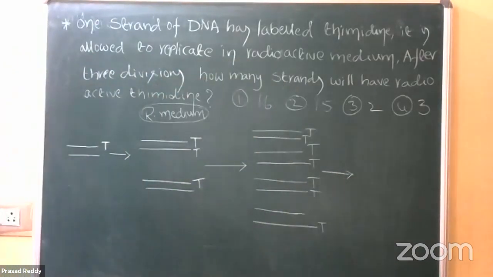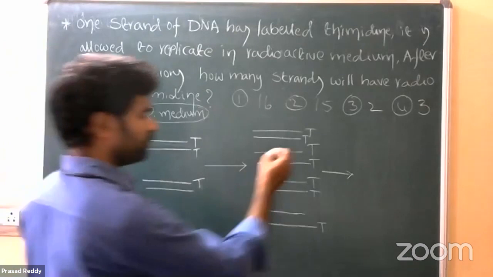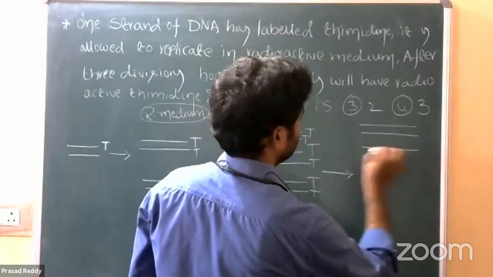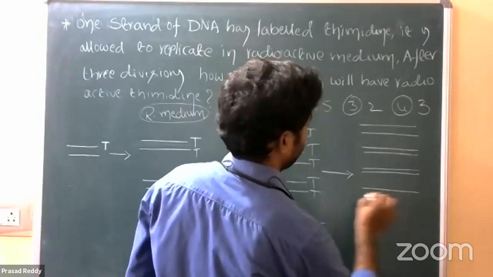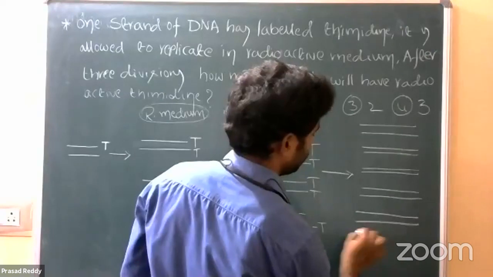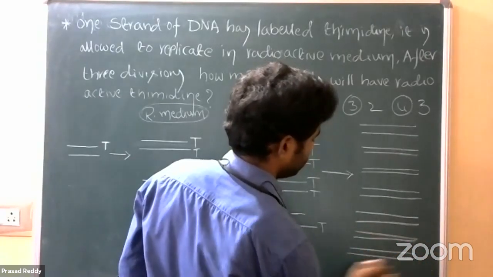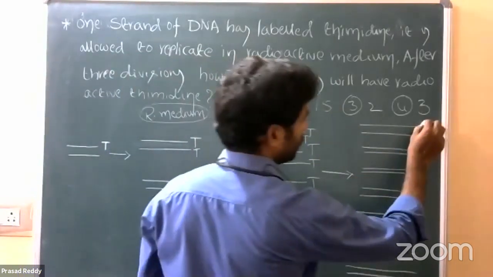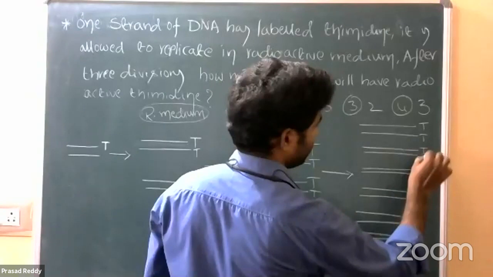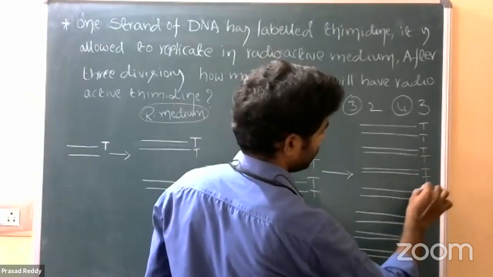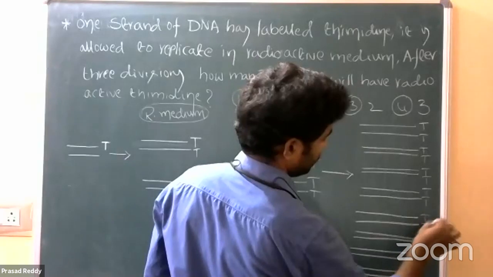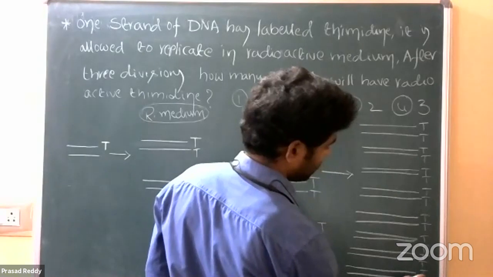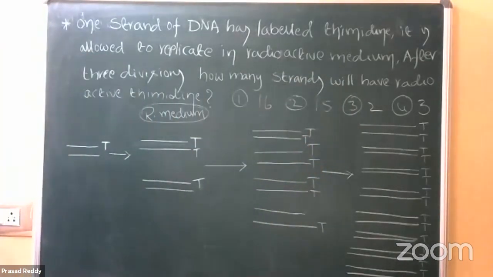Then this is the second generation. Take the third generation: 4 DNA molecules turn into 8 DNA molecules. In these 8 DNA molecules, all DNA strands are labeled with radioactive thymidine except one strand.